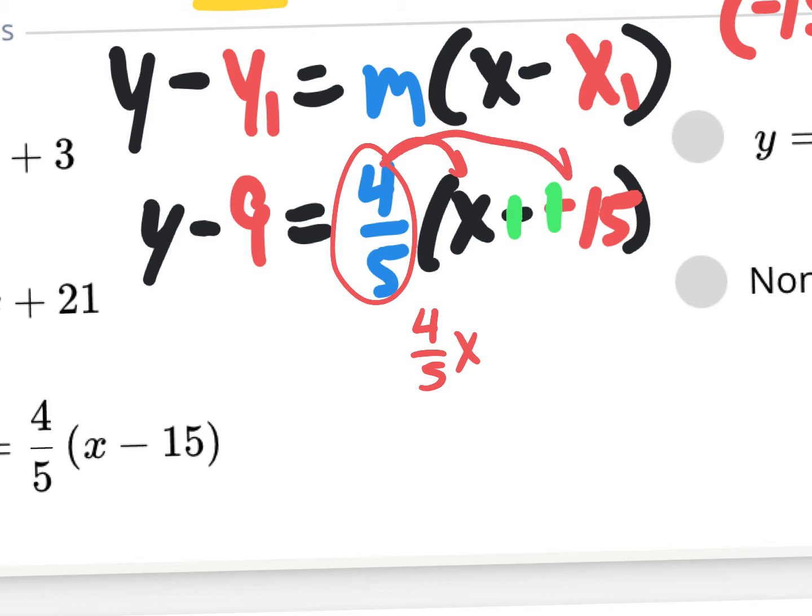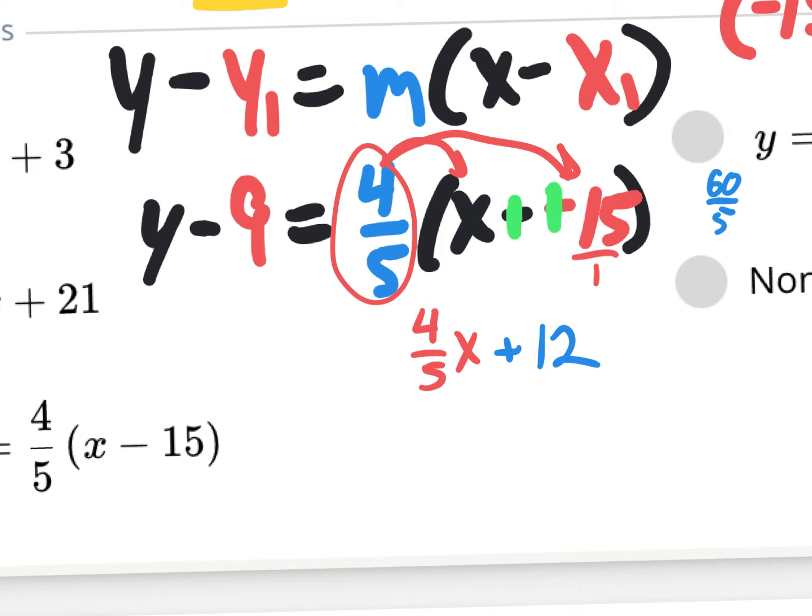And then 4/5 times 15. Well, there's a couple of ways of thinking about this. You could put this over 1, and you could say 4 times 15 is 60, and 5 times 1 is 5. And on the side, if I did have 60 over 5, that would result in the answer 12. Okay, 60 divided by 5 is 12. So we really have a 12 when we distribute it.